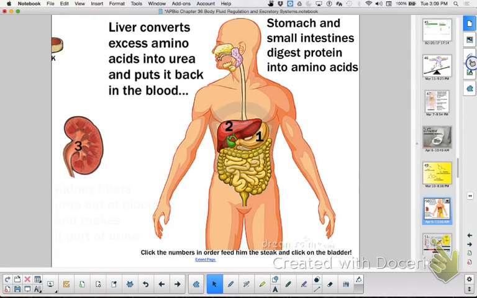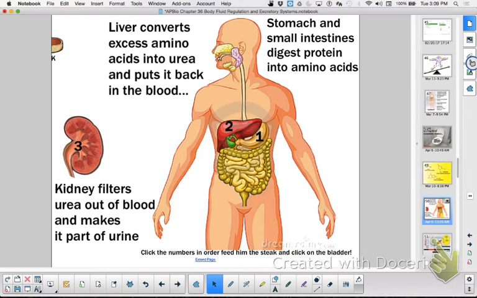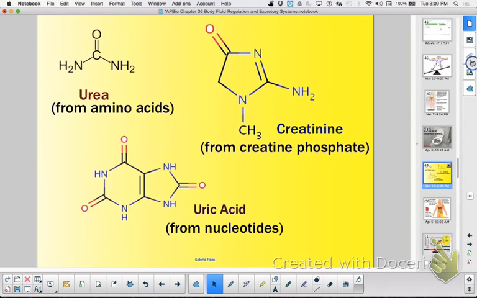But this time it might hit the kidney, and the kidney will filter it out. That's good. Okay? All right. So that is how we get this waste right here, urea. Little thing. Your liver does it by taking two amino groups and hooking it up with a CO2. See that? Yeah. Okay.